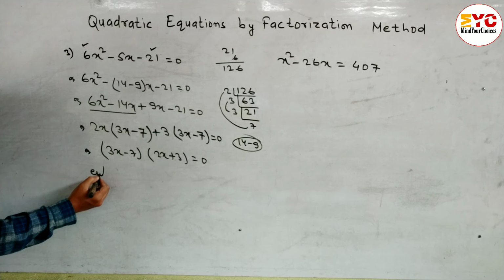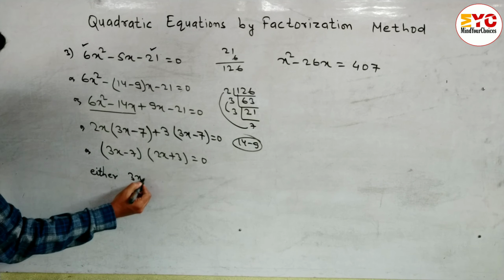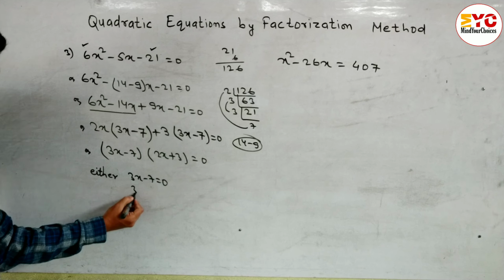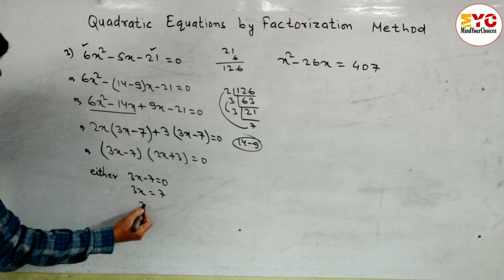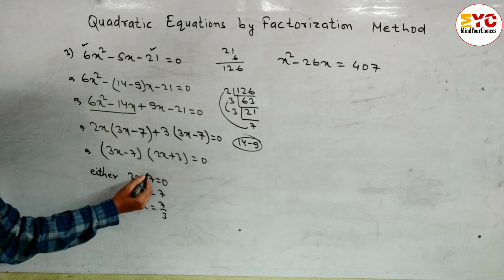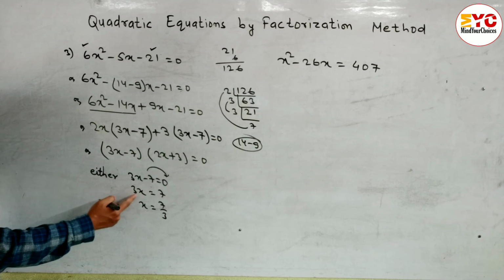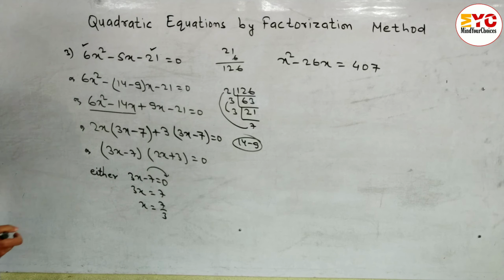Either 3x minus 7 is equal to 0, so 3x is equal to 7, x is equal to 7 by 3. Here is minus 7, so when you take it to the right side we have to change the sign, so plus 7. This is multiplication, so we have to divide by 3.